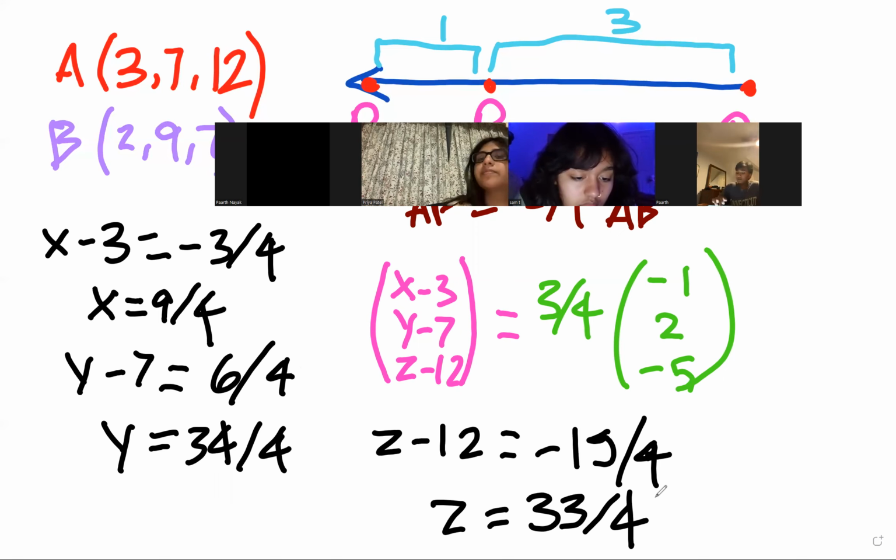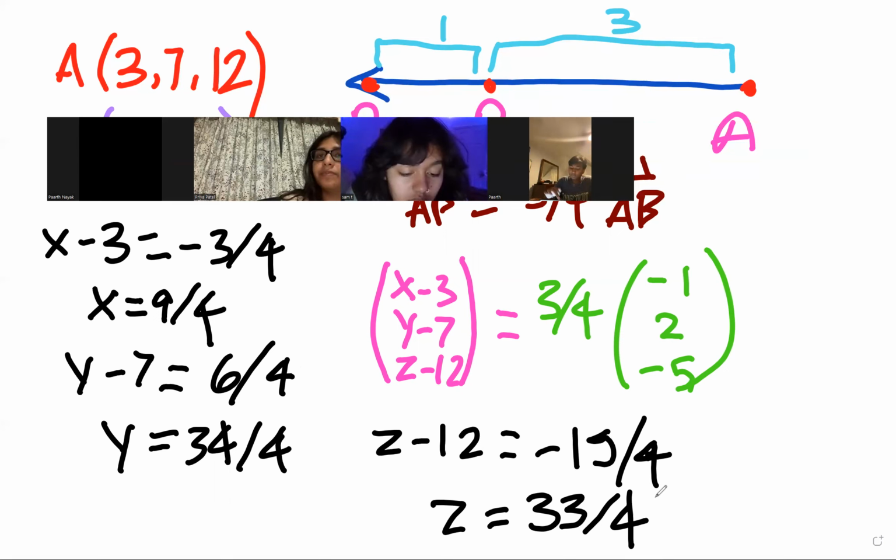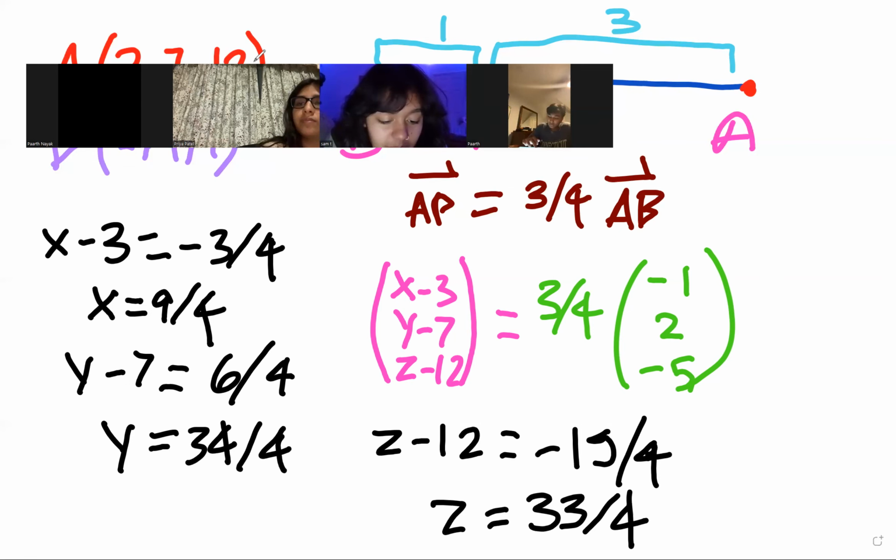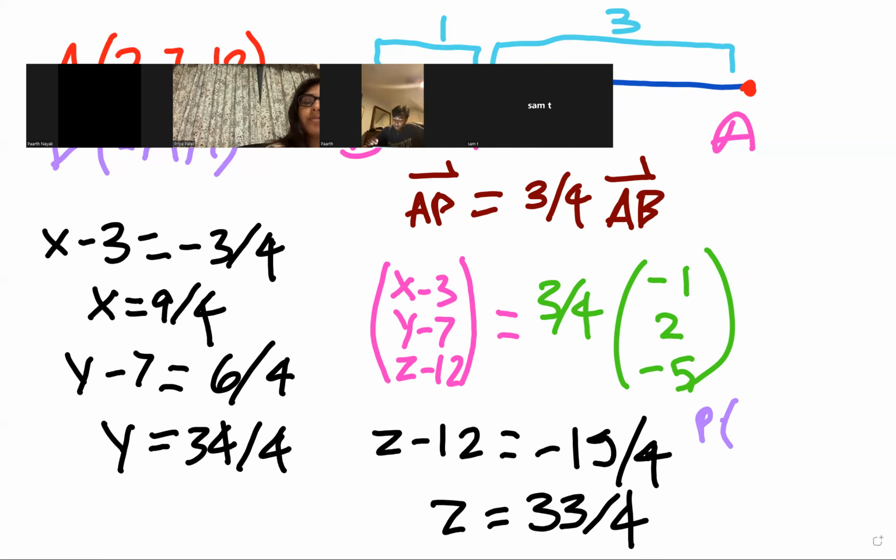And so now that you have your x, y, and z coordinates for point P, you can figure out point P exactly. So the answer that you were looking for is: what are the coordinates of point P? And so now that you have that, you can answer this question. So the answer is P, and then you can set up your parentheses like we did for A and B, would be 9/4, and then 34/4, and 33/4. Did you also get that?